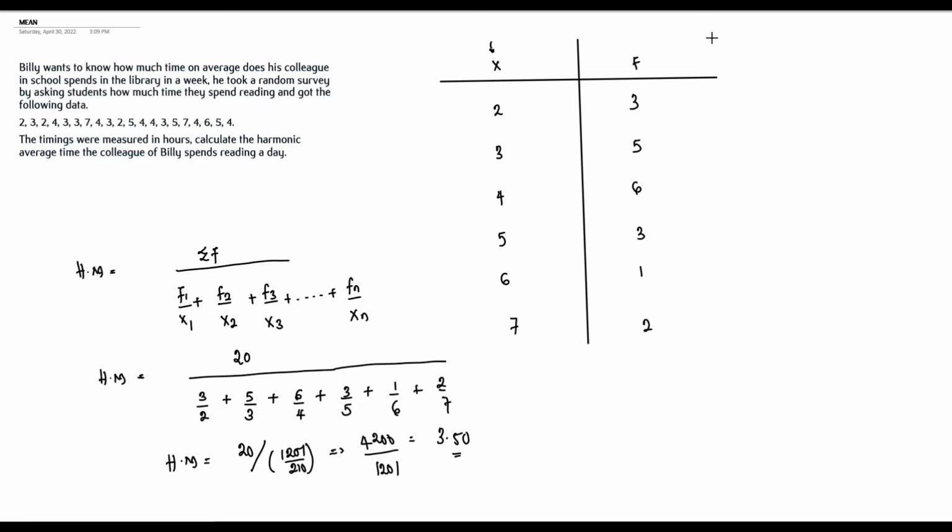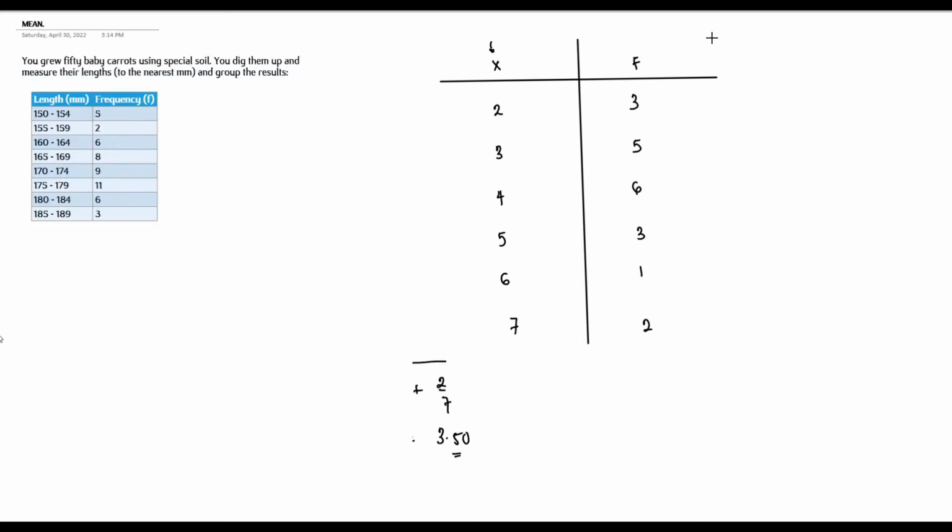So the harmonic mean of our data set is actually going to be 3.50, approximated to 2 decimal places. So let's get the harmonic mean when we have our data set sorted based on class. So let's go there. And here's our question.